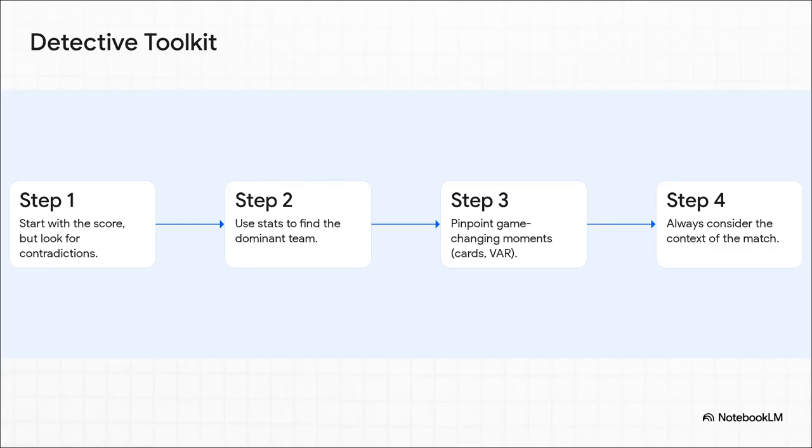Here it is, your detective toolkit. Step 1. Start with the final score, but immediately hunt for stats that contradict it. Step 2. Use possession, attempts, and corners to figure out who was really in control of the game. Step 3. Find those turning points, the red cards, the VAR reviews that totally flip the script. And Step 4. Always, and I mean always, consider the context. Is it a final or a friendly?